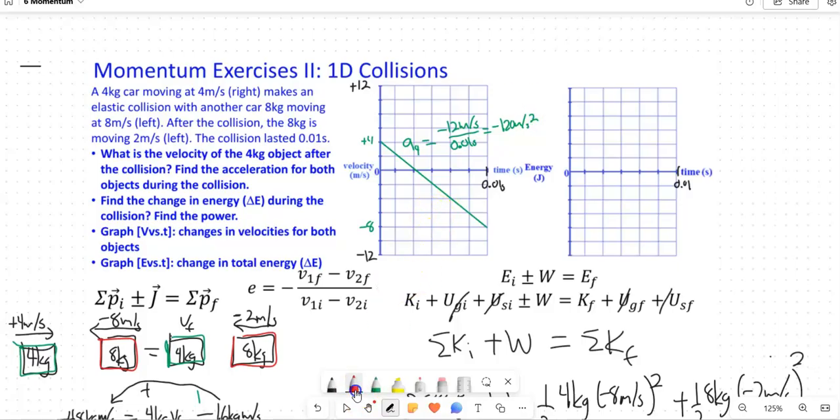The red, the 8 kilogram mass, is starting off at -8 and ending at -2. So it's increasing, and its acceleration is positive. This is going up by 2, 4, 6. So this is a +6 meters per second change over 0.01 seconds, which is going to be a positive acceleration of 60 meters per second squared.